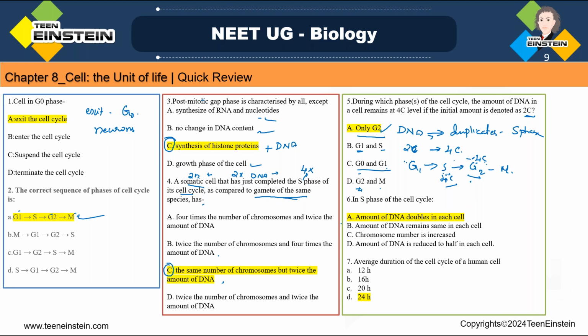Next question, in S phase of the cell cycle, option A, amount of DNA doubles in each cell. Option B, amount of DNA remains the same in each cell. Option C, chromosome number is increased. Option D, amount of DNA is reduced to half in each cell. Here, in S phase of the cell cycle, what is happening? Amount of DNA doubles in each cell, right? Synthesis of DNA is taking place, so the amount of DNA is getting doubled in each cell. But chromosome number is not changing.